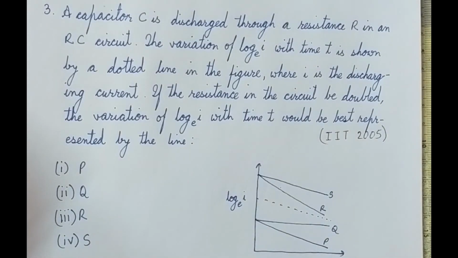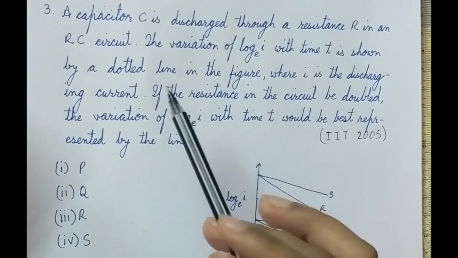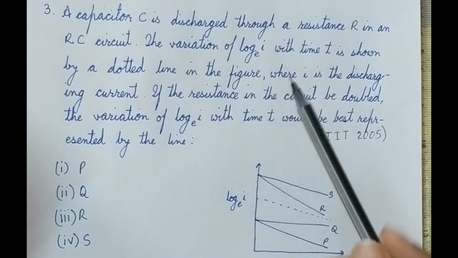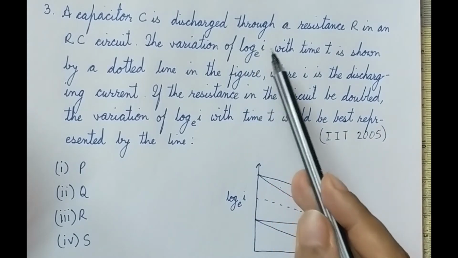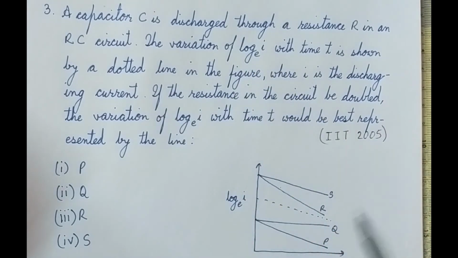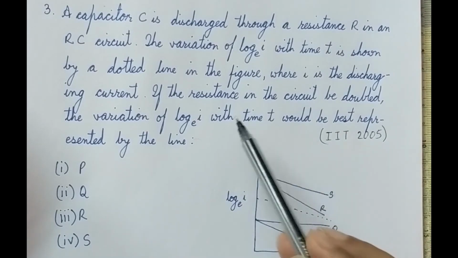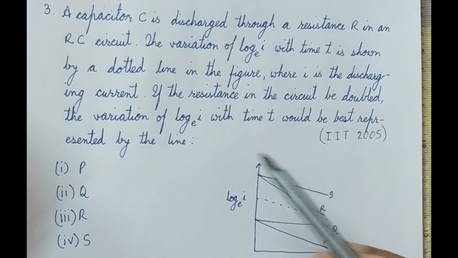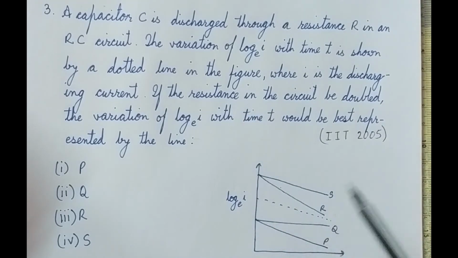This is a question that appeared in IIT 2005. It says that a capacitor is discharging across an RC circuit, and you plot the log I versus time graph, and it gives you this dotted line over here. Now they have said in the question that you double the resistance, you multiply the resistance by 2. Which plot line should it take? Should it be P, Q, R, or S? So let's first find how we get this curve.